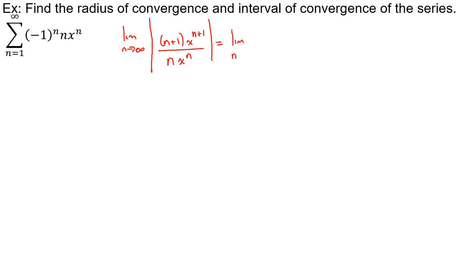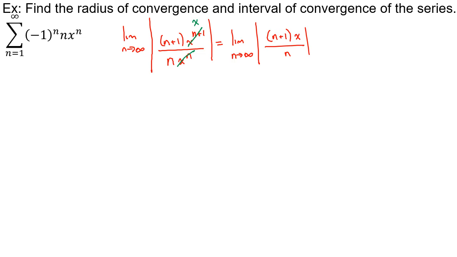And when I do that, some of the stuff can simplify a little bit. The x^(n+1) over the x^n: remember, like bases, you subtract your powers. These two will cancel to give you just an x left over. So I'll have (n+1) times x over n. I cannot cancel the n+1 with the n. You're kind of stuck there.